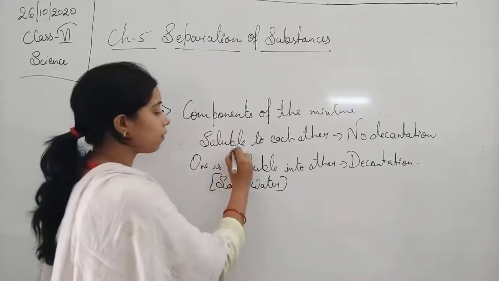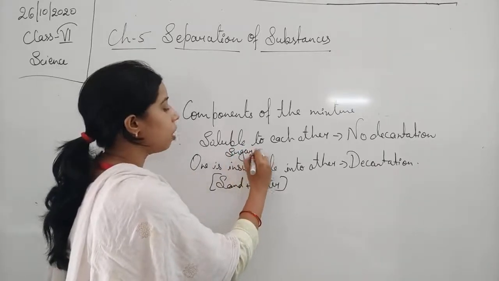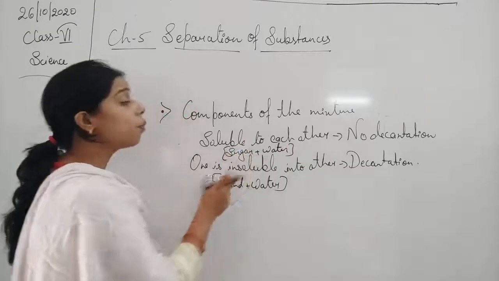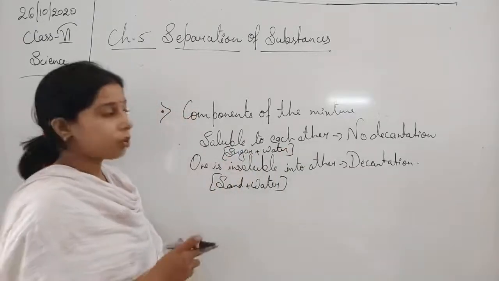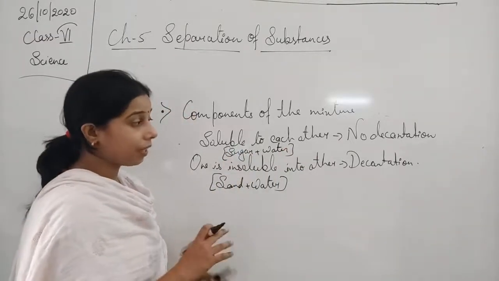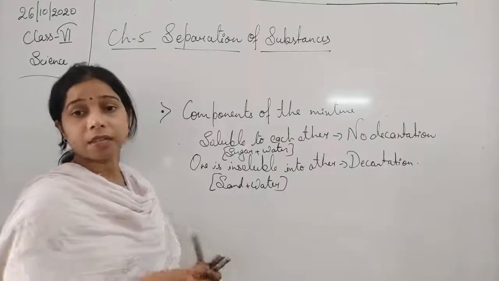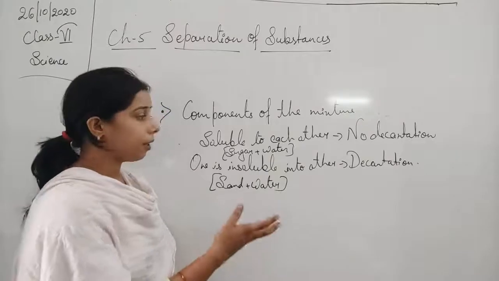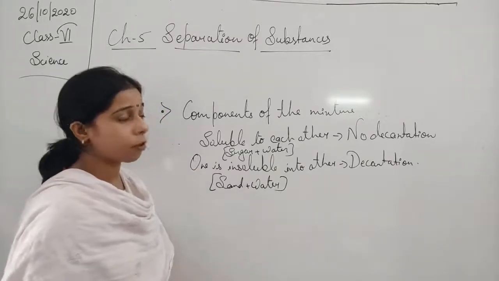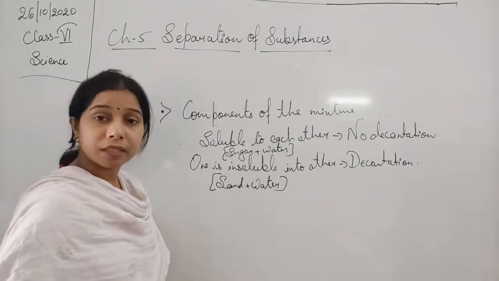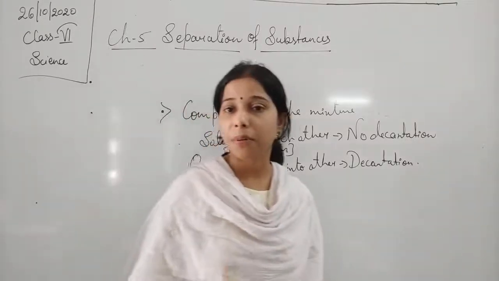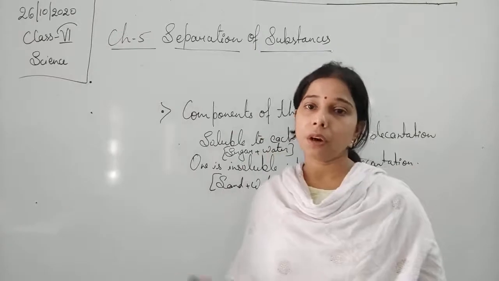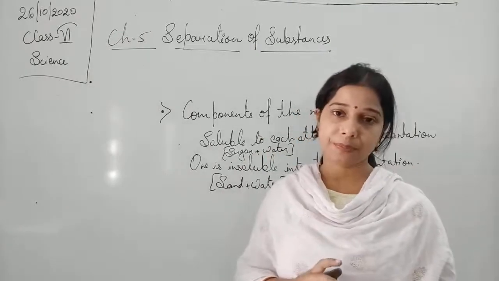If they are soluble in each other, suppose we take sugar plus water, both are soluble in each other, so we are not able to separate them. We cannot do the process of decantation. So the condition is that one of the components of the mixture must be insoluble in the other.